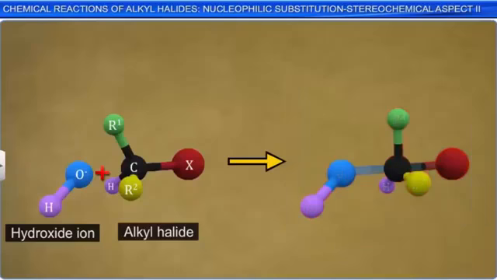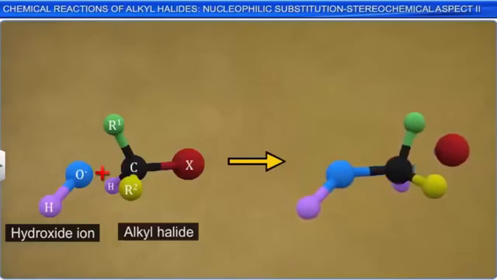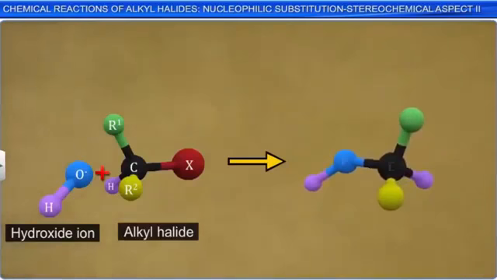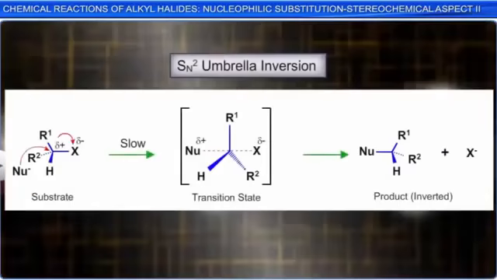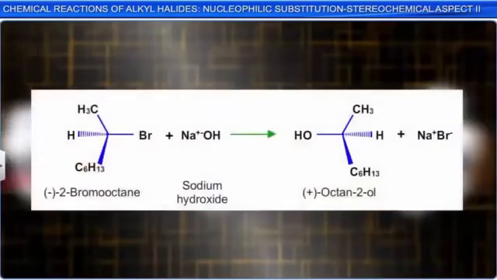Then, the leaving group is expelled and results in a product with a complete inversion of configuration. This is known as umbrella inversion. Thus, the SN2 mechanism is accompanied by a complete inversion of configuration. An example is the reaction of (-)-2-bromooctane with sodium hydroxide to form (+)-octan-2-ol with a complete inversion of configuration.